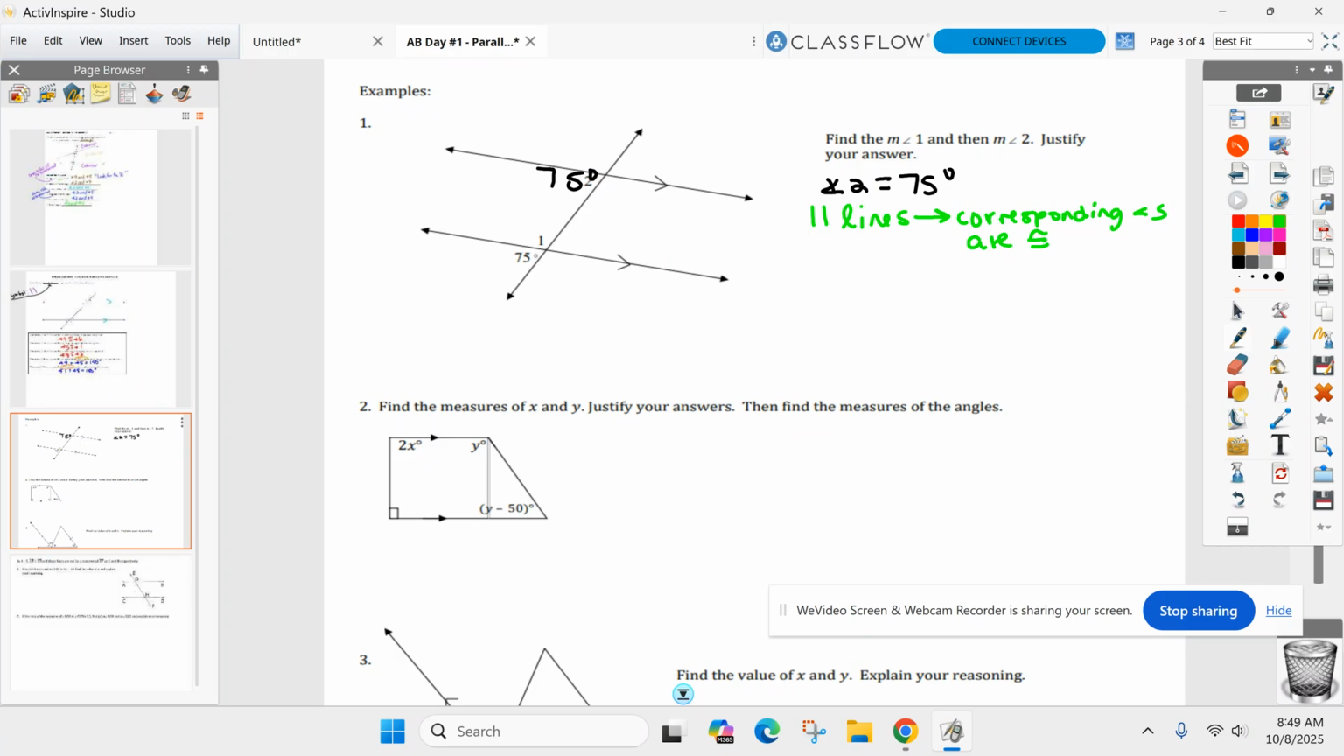Wow, that's a lot to write. I don't care, because you know where you're going to write this tomorrow? In the reasons column of a proof when we get back to it. This justification is going to go into the reasons column. Everyone good there? Angle 2 is 75 because they're corresponding. Maybe you didn't want to go there, but that's where Eli went, so that's where I went.